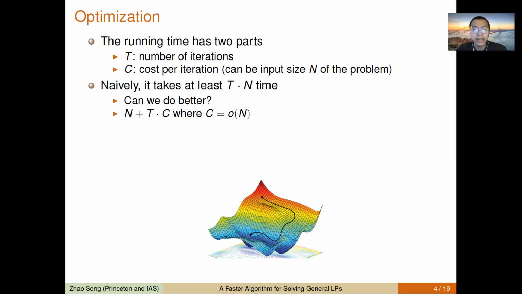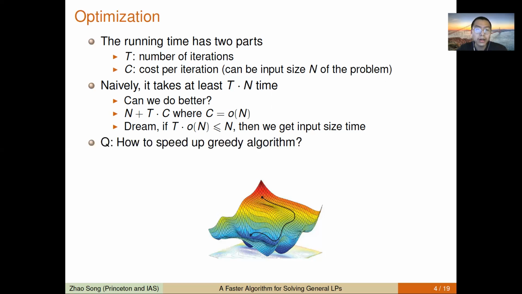The hope is that there is some way to read the input only once, and then in the future, in every iteration, you only spend time sublinear in the input size. Ideally, if capital T times small n is less than capital N, then you can actually get an input-size time algorithm. And this algorithm is essentially optimal, because you have to read the input once to solve this problem.